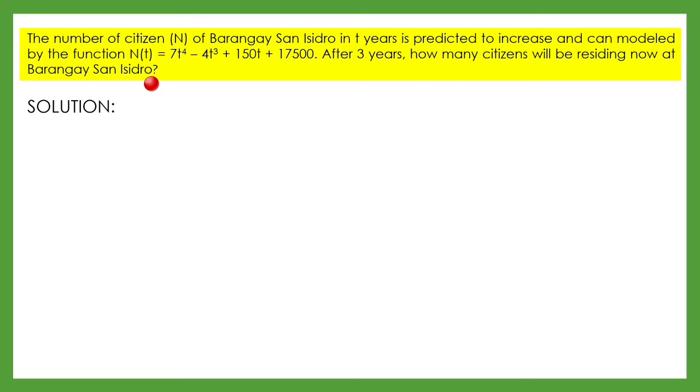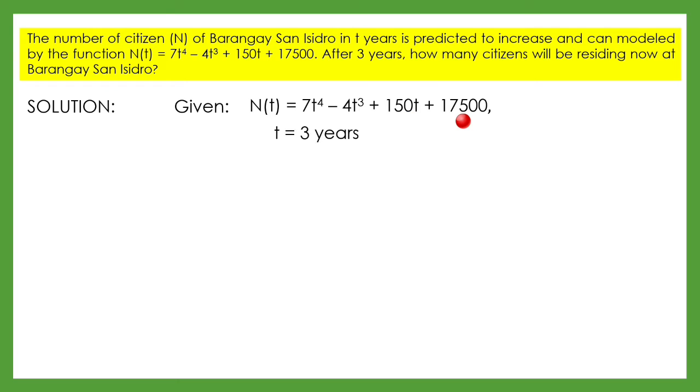Okay, for our solution, first write the given. The given polynomial function is N of T equals 7T raised to the 4th power minus 4T cubed plus 150T plus 17,500. And the number of years, T, is 3 years. And then, let's identify what is asked in the problem. Ang tinatanong dito is the number of citizens that will be residing after 3 years, N of 3. Now, we will substitute 3 to our polynomial function. So, lahat ng T, papalitan natin ng 3.